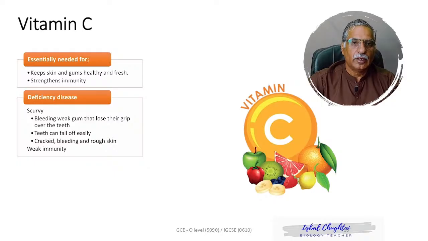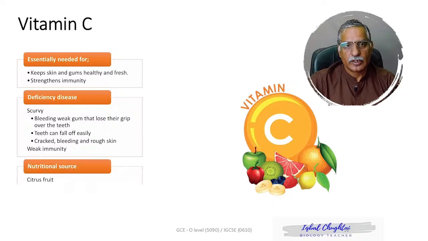In scurvy, skin becomes rough and cracky, and gums also become loose and they start bleeding. The gums lose their grip over the teeth, and tooth fall is likely to occur. Similarly, prolonged deficiency of vitamin C will lead to poor immunity, and the person is likely to suffer from various infections. But if we want this disease not to affect us, we need vitamin C.